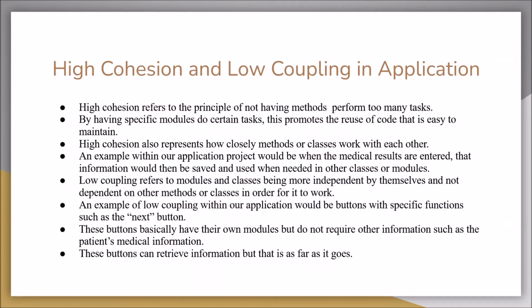Low coupling refers to modules and classes being more independent by themselves and not dependent on other methods or classes in order to work. An example of low coupling within our application would be buttons with specific functions, such as the next button. These buttons basically have their own modules, but do not require other information, such as the patient's medical information. These buttons can retrieve information, but that is as far as they go.